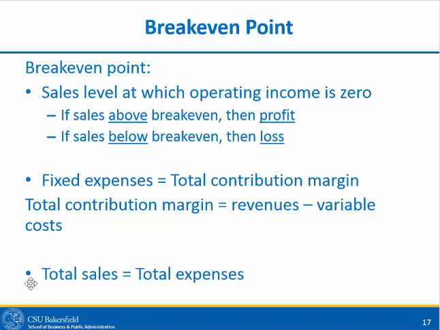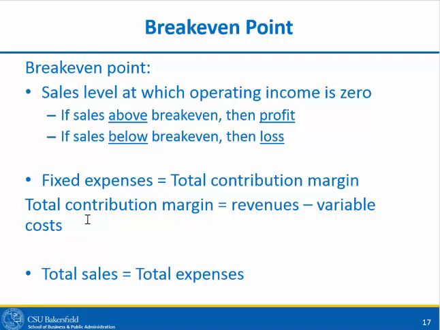And the second way to understand the break-even point is that total sales equal total expenses. So there are a couple of ways you can describe a break-even point. The first one is more like the econ method: operating income is zero, so sales above break-even give a profit, and sales below break-even give a loss. The second way is relatively more of an accounting method: the fixed expenses equal total contribution margin. That's where you get a break-even. The last one is also a little bit of an econ idea, that total sales equal total expenses.